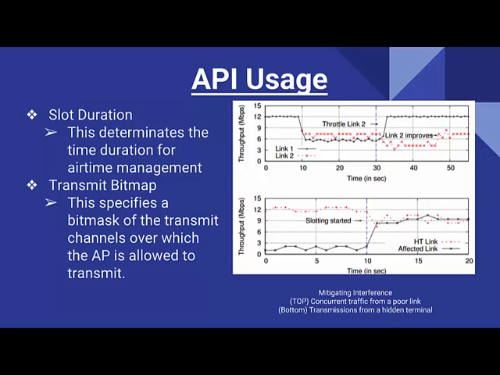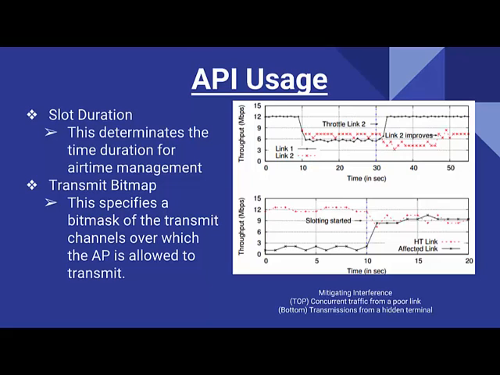The figure shows 2 scenarios. The first one shows how the API provides strict control over an AP's transmission and provides protection to important flows. Link 1 at 12 megabits per second degrades due to overlapping transmissions coming from link 2. After 30 seconds, the controller throttles link 2 by limiting its transmission to alternate 10 millisecond time slots. This improves the performance of link 1 from 6 megabits per second to 12 megabits per second.